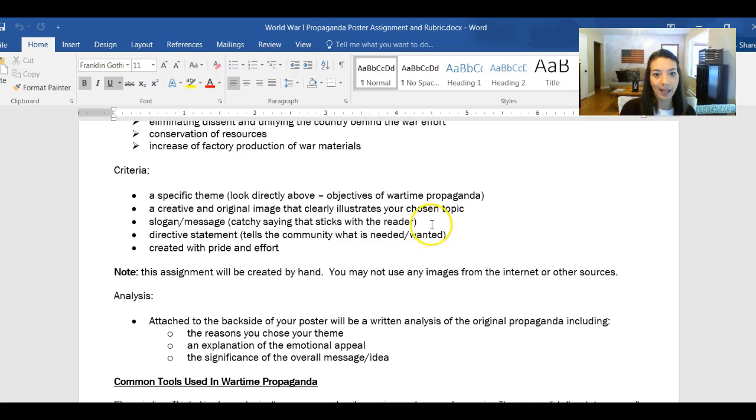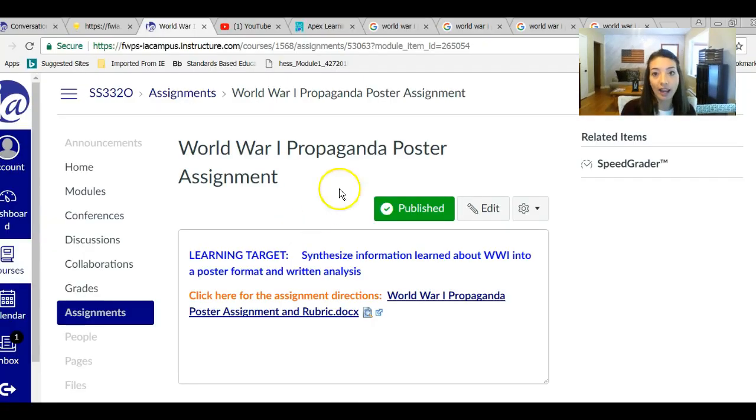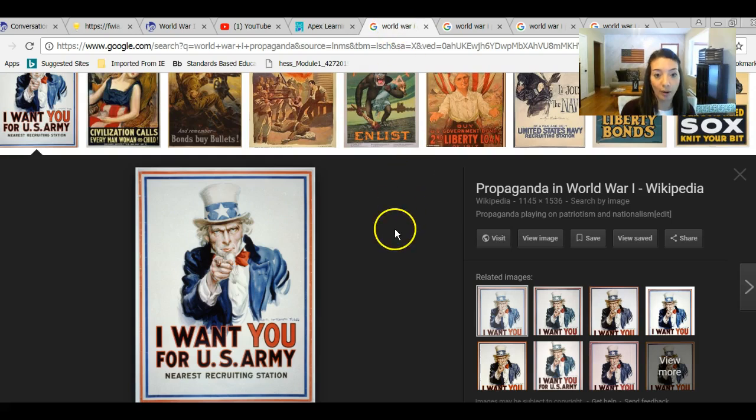Okay? A slogan or a message, and here in parentheses I wrote that it's a catchy saying that sticks with the reader. The person who's looking at the poster, when they look at that slogan, it helps them to remember what that slogan was about. A directive statement. This tells the community what is needed or wanted. Again, it's very direct. It tells you exactly what, say, the government wants you to do as a citizen. And then I said created with pride and effort. So let's switch back over and look at some World War I posters.